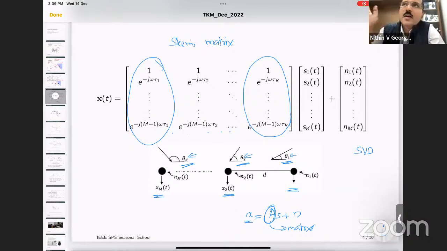Our objective right now is to understand the motivation behind array signal processing, why array signal processing is needed, and what we are actually doing when we are talking about direction of arrival estimation. Okay, any doubt till now? Is it clear? Clear? Okay, fine. If some doubt is there, you can ask now. Any doubt?